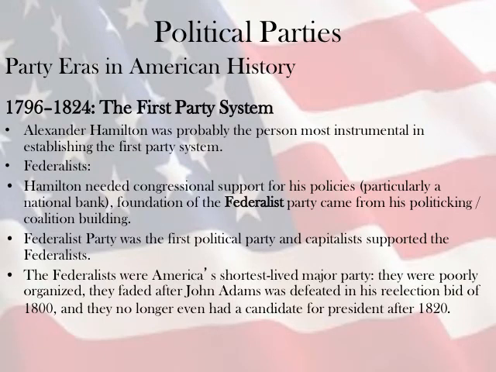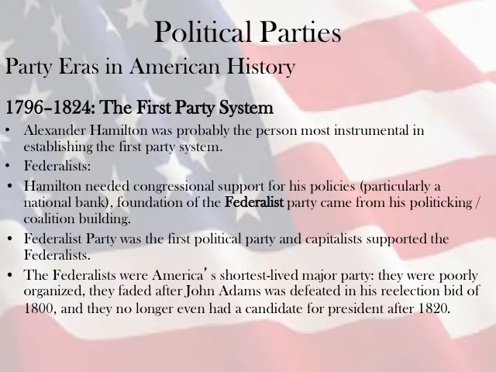Party eras in American history begin with the 1796 to 1824 era, where you had the birth of the first party system. Many of us understand this because we understood the division between the Federalists and the Anti-Federalists. Hamilton was probably the person most instrumental in establishing the first party system. Hamilton needed congressional support for his policies, particularly a national bank. The foundation of the Federalist Party came from this political and coalition building. The Federalist Party was the first political party, and capitalists supported the Federalists.